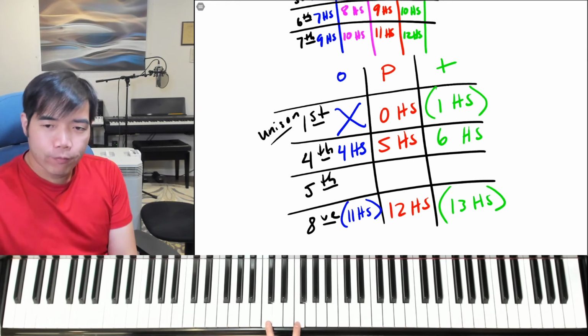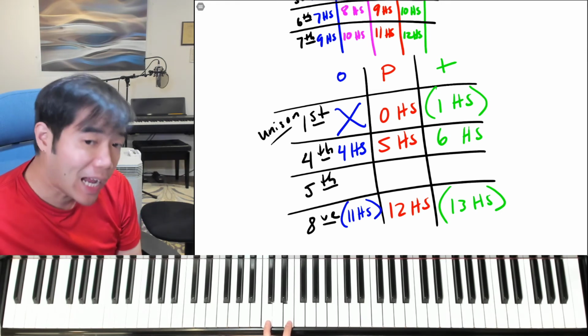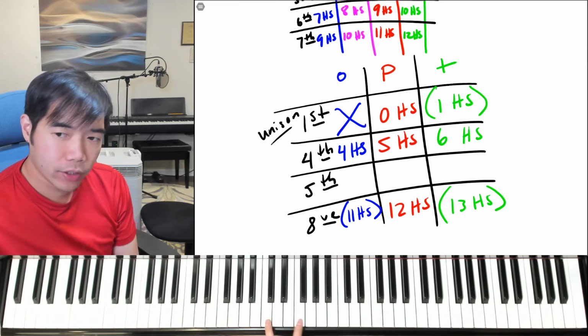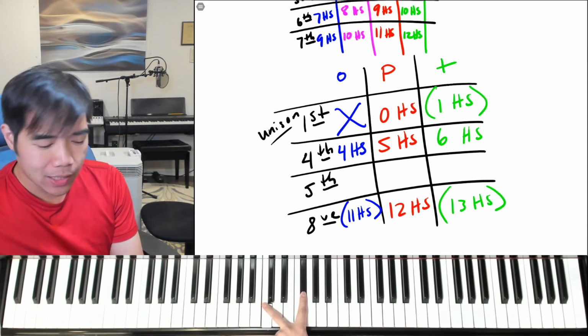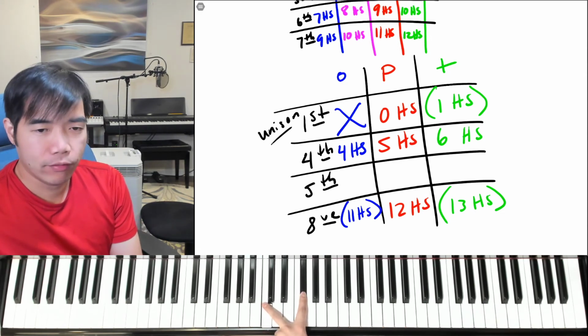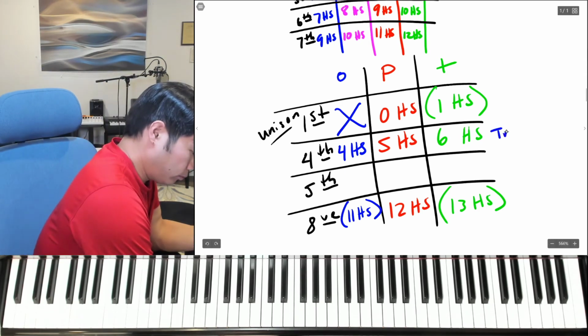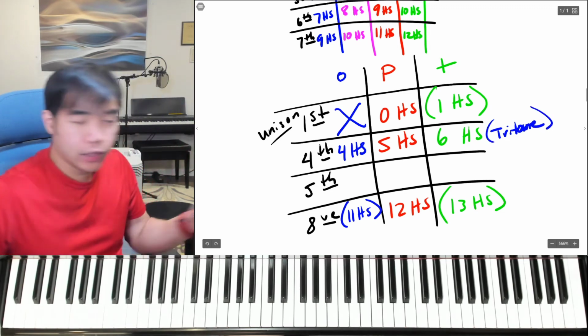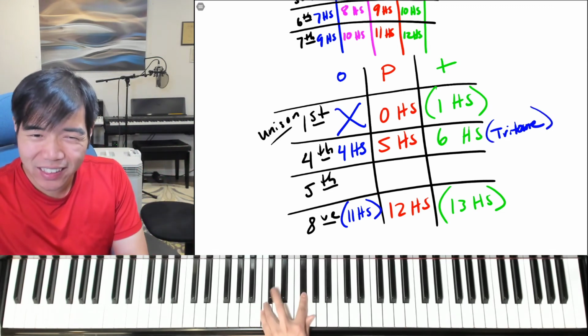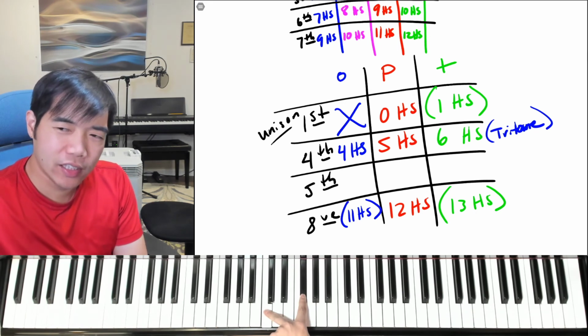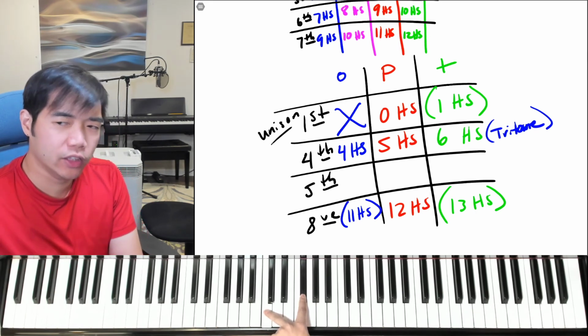So C to F, perfect fourth. C to F flat, diminished fourth. C to F sharp, augmented fourth, also known as the tritone. Okay. And the tritone is called a tritone because it's so distant, it almost sounds like there are 3 notes, not just 2.